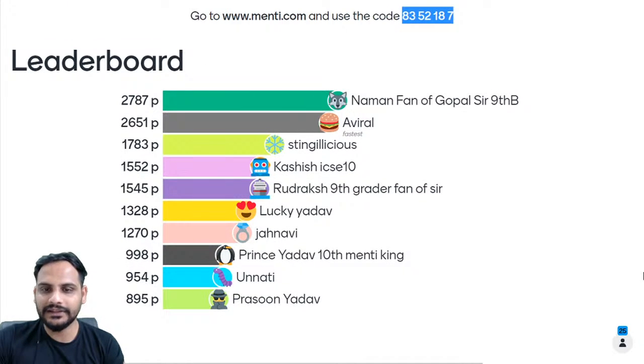We have Naman, Aviral, Stingilicious, Kashish, Rudraksh, Lucky, Janvi, Prince, Unnati and Prasun.